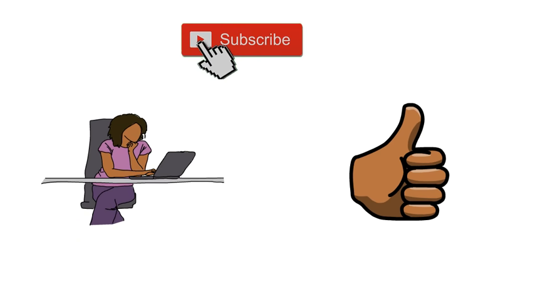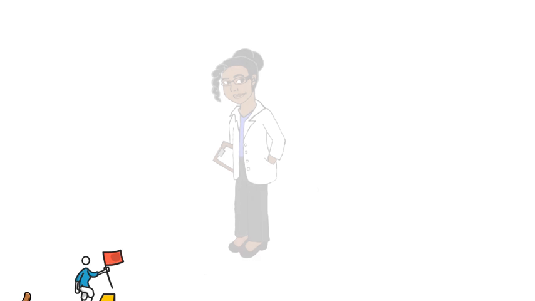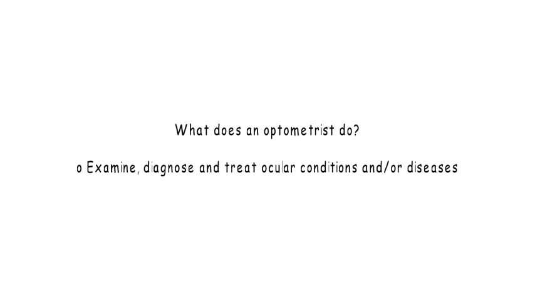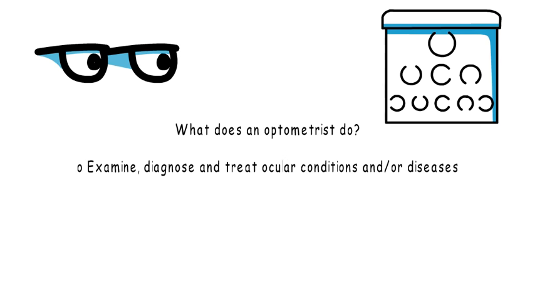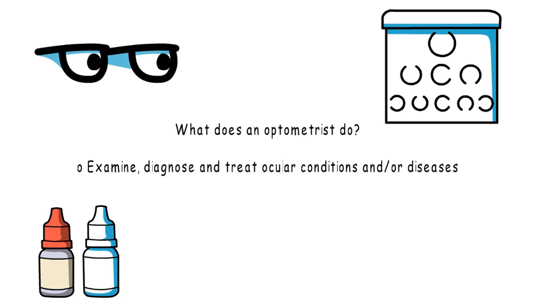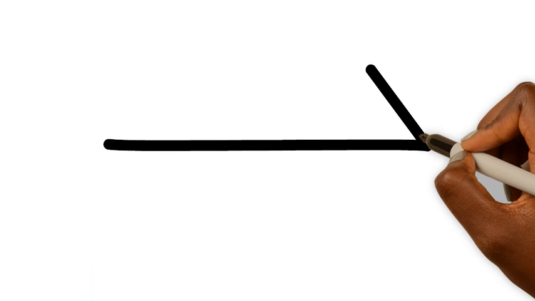In today's video, we'll go over the step-by-step process needed to reach your destination as an optometrist. Let's get started. What does an optometrist do? In short, an optometrist is a primary eye care provider who provides comprehensive routine eye exams to examine, diagnose, and treat ocular conditions and diseases. So where do we start?